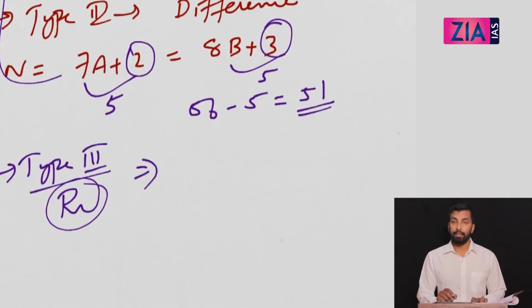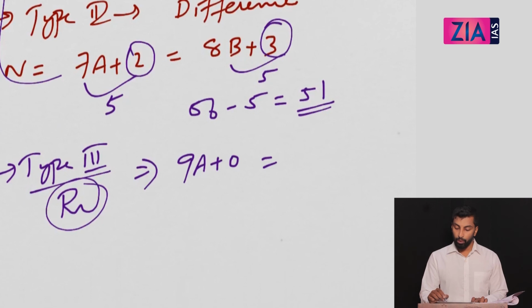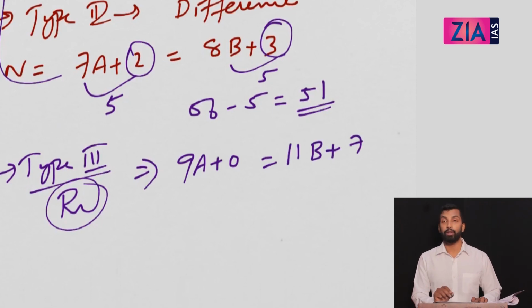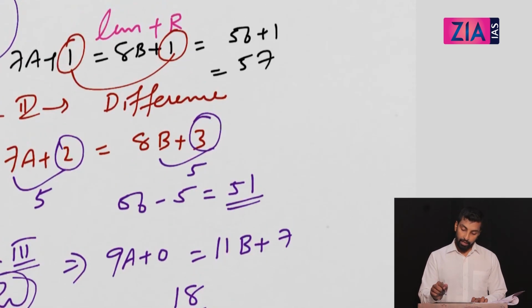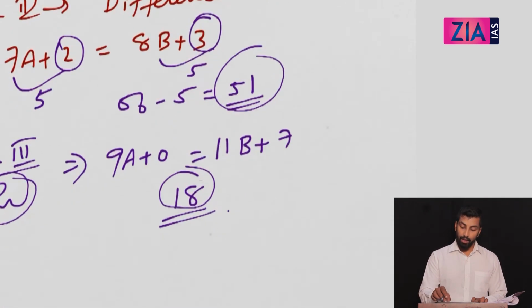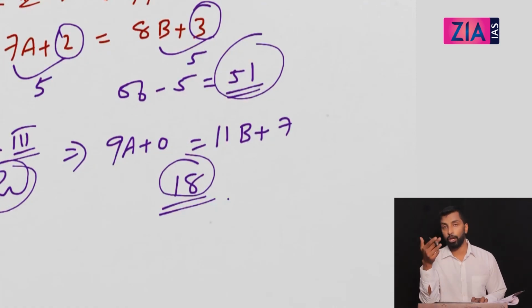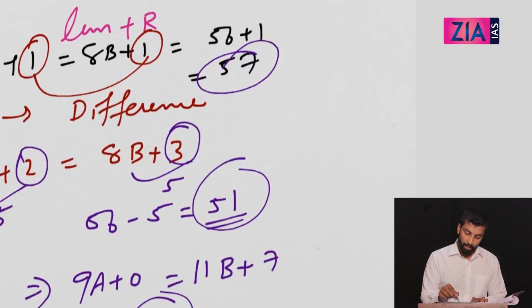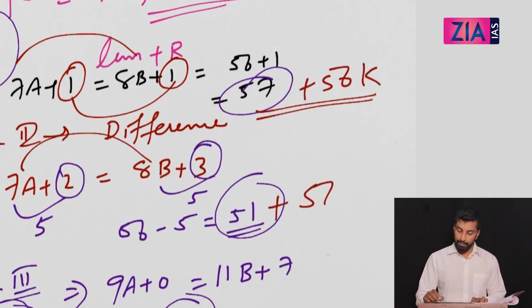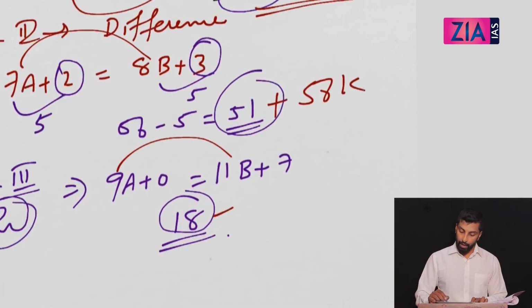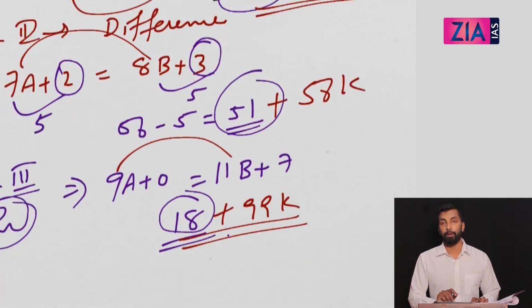Okay, so type 3, there is nothing common. 9a plus 0, 11b plus 7. You need to do it manually. And when you did it, you got 18 as the answer. So what we got here is 57, 51, 18, etc., the first possible numbers. I also told you this will make an AP with a common difference based on the given divisors. Here, what will be the common difference? 7 and 8 give the LCM, so 57 plus 56k. Here also 7 and 8, so 51 plus 56k. Here 9 and 11, so 99k. You get an AP. So any question which can be asked in an AP can be asked here also.